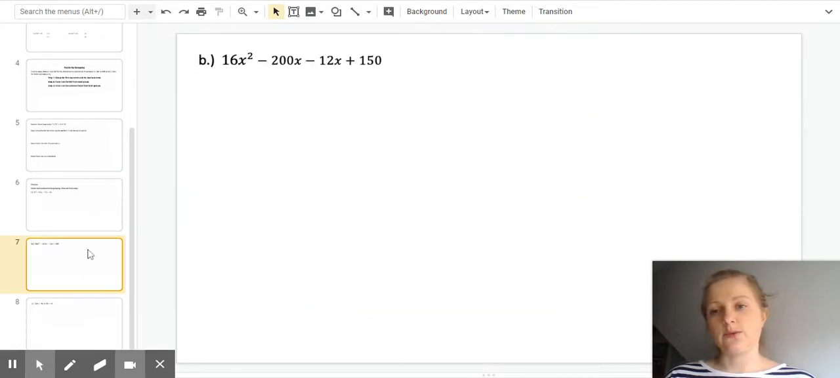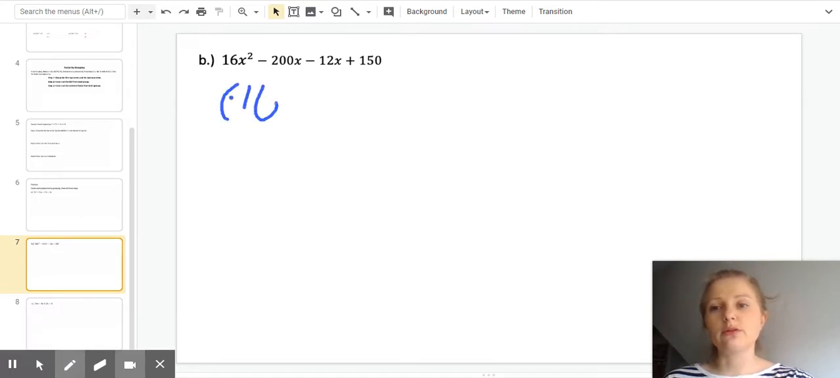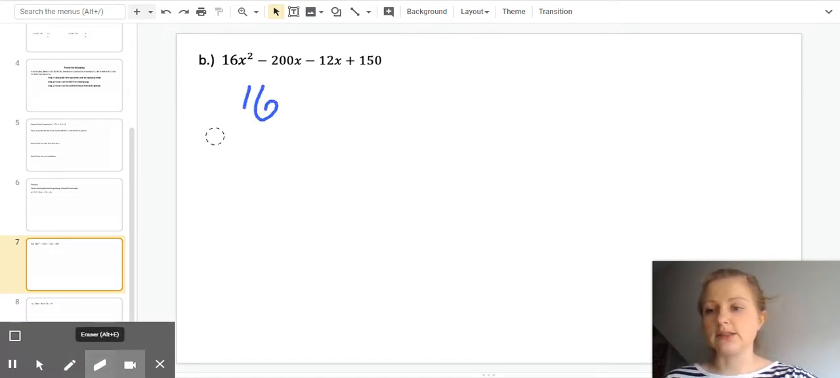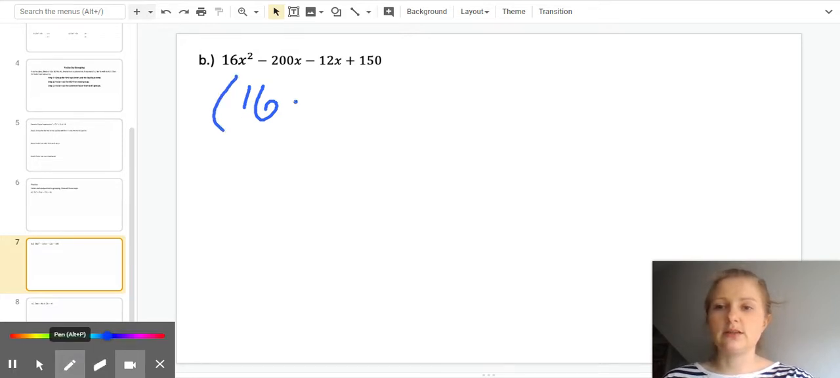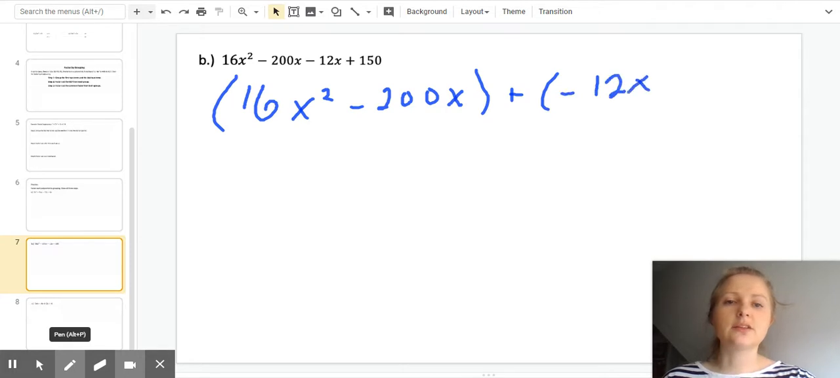All right, let's do the next one. So it's the same idea. We're going to do the same set of 3 steps. So first step, group the first two. So group the first two. So 16x squared minus 200x. Then the second two, negative 12x plus 150. Then we're going to factor out a GCF.